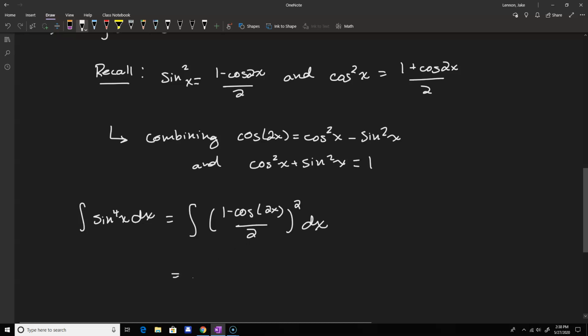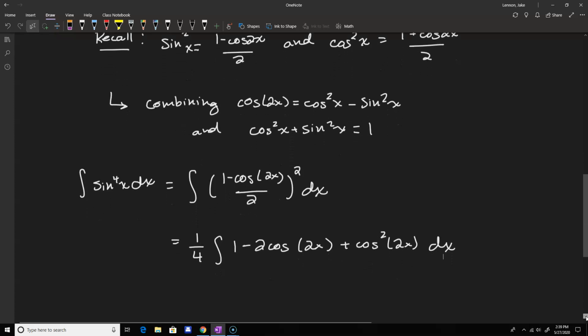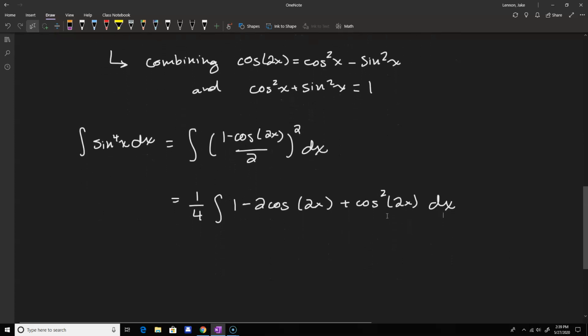So we're going to get a 1/4. I'm just going to bring that in front of the integral, times the integral of 1 minus 2 cosine 2x, plus cosine squared 2x, dx. Okay, so now we've got our integral completely in terms of the cosines. There's only one that's going to be a little bit tricky to evaluate, and that's the cosine squared of 2x.